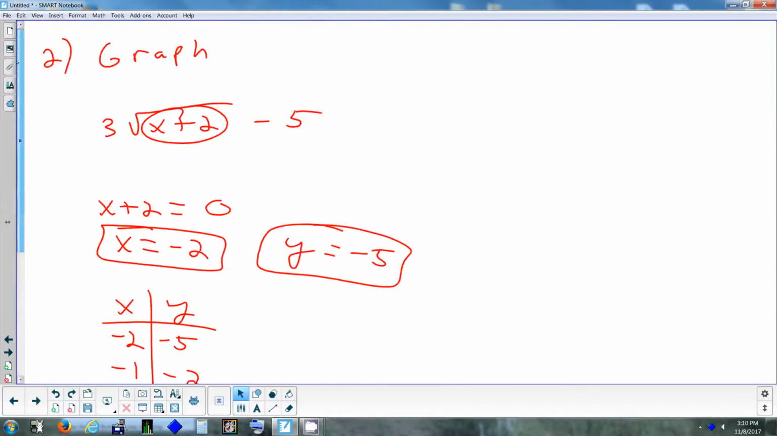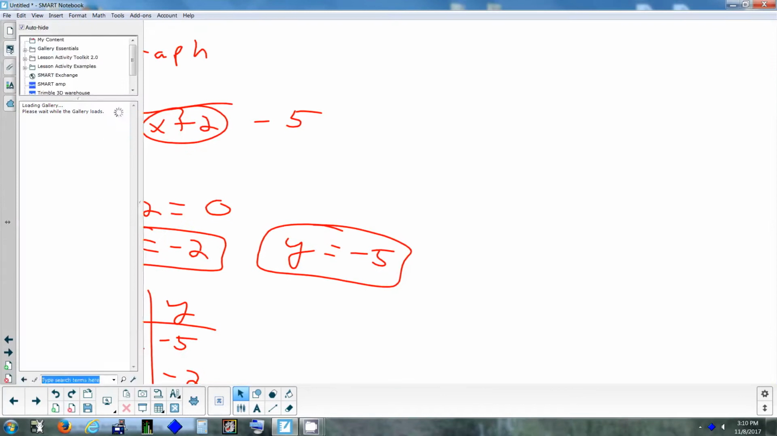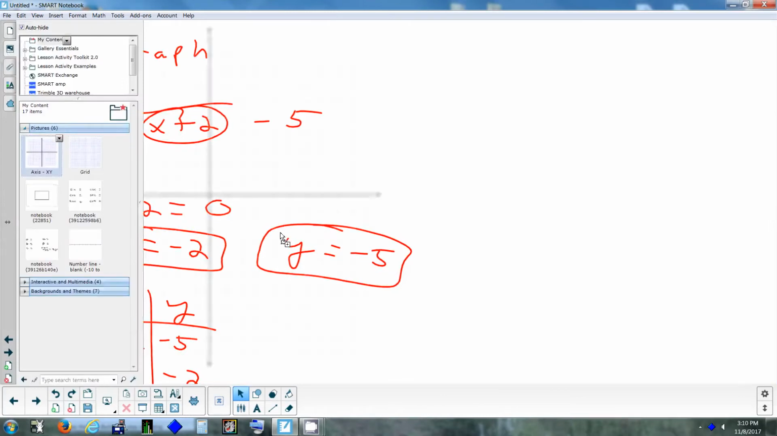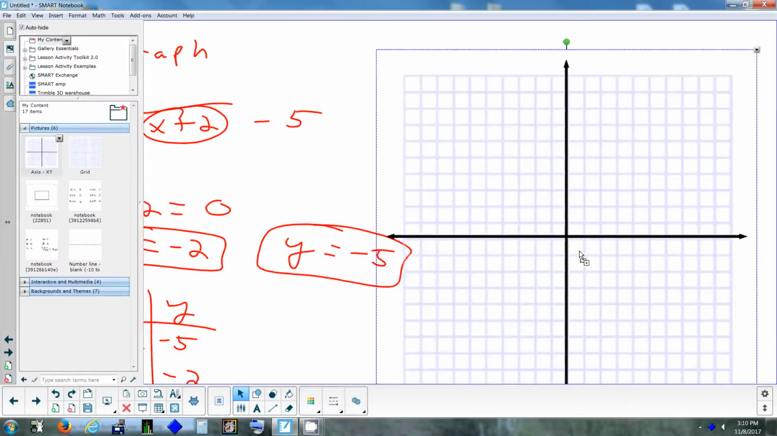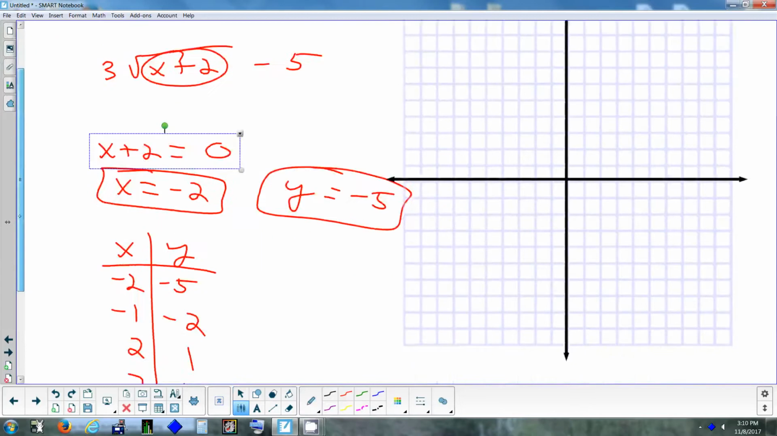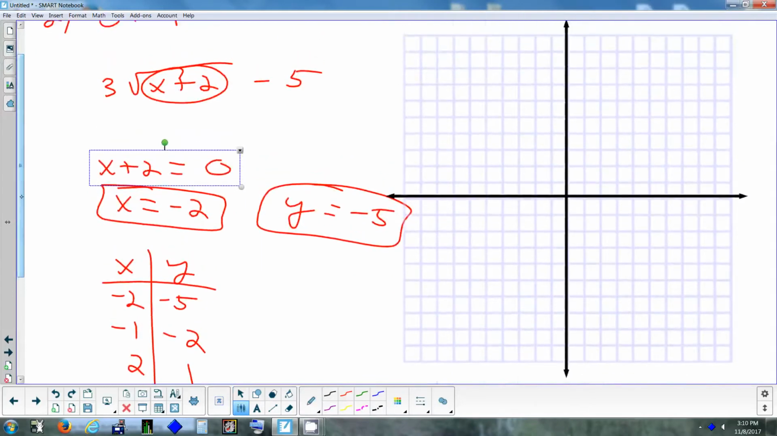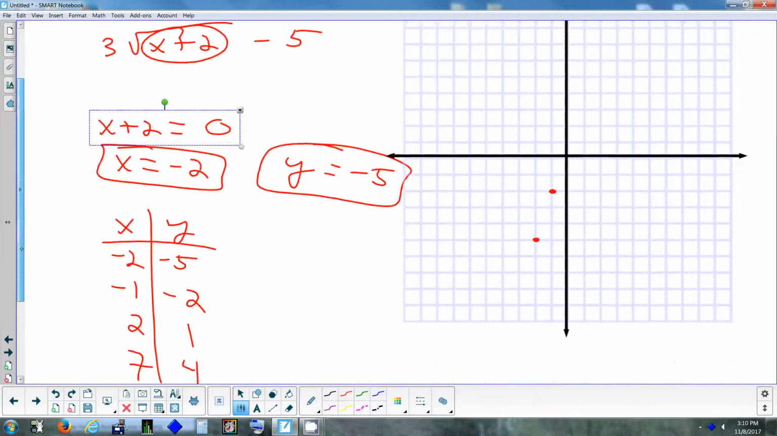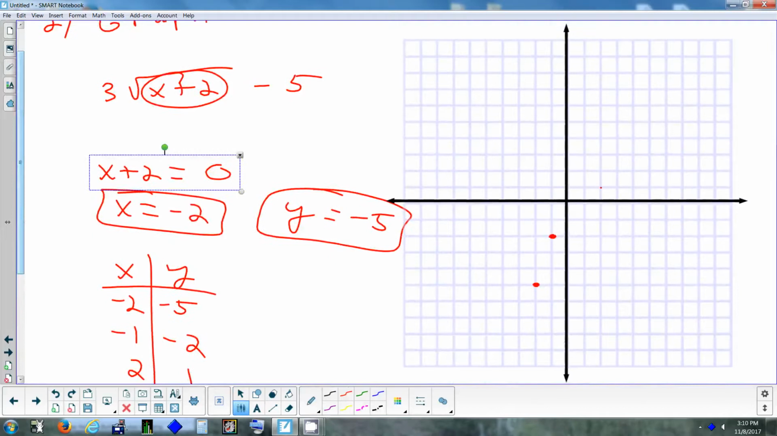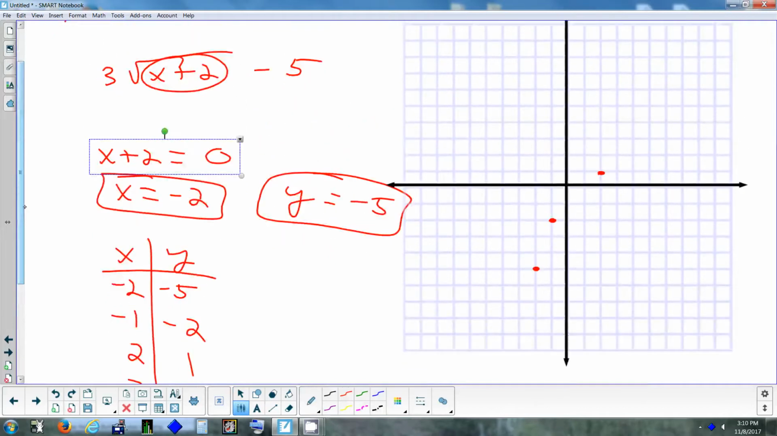All right, so let's get a graph. Let's start with -2, -5. All right, we got -1, -2, 2, 1. What else? 7, 4.